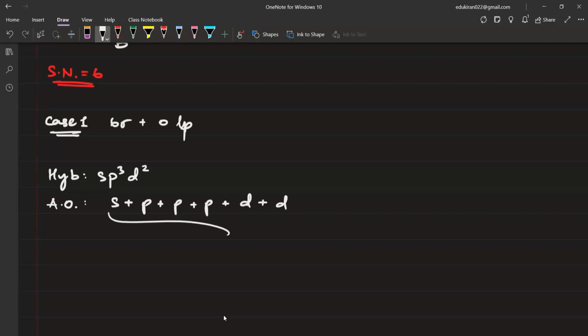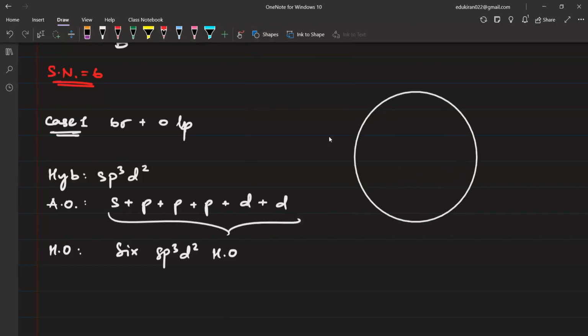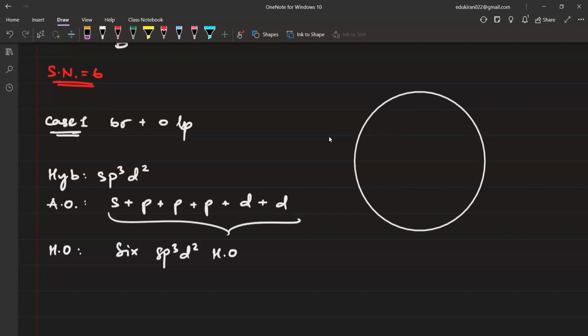And when we mix all of them, we will get 6 sp3d2 hybrid orbitals. And when you arrange them, it will look something like this. If you want to understand it in a better way, you can understand it like this. Please don't write this sphere and everything, okay? So we have a sphere something like this.